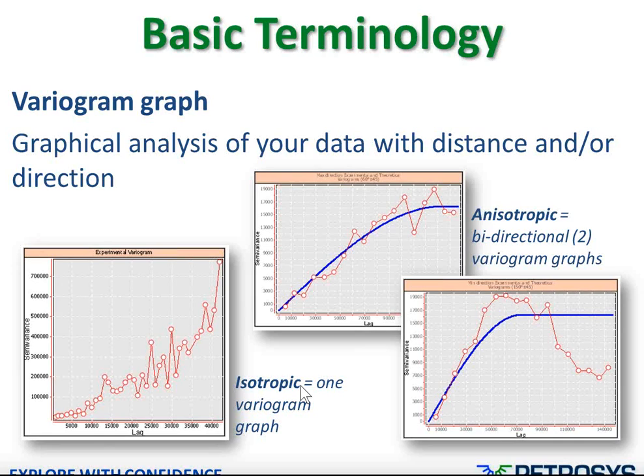Now if you have anisotropic data, Petrosys will compute 2 variogram graphs. It computes one in the direction of maximum correlation, and it computes another one in the direction of minimum correlation. Now you can see with these 2 graphs that I've also plotted this blue line. This is the theoretical variogram, and this model is what Petrosys is going to use to compute the weights that are going to be used in the Kriging process. So the user then defines this experimental graph, which are the red points coming from your input data, and then you define the model on which the gridding will be based.